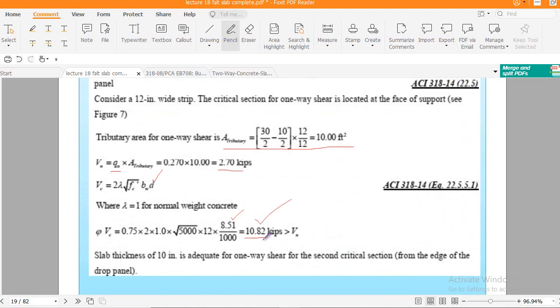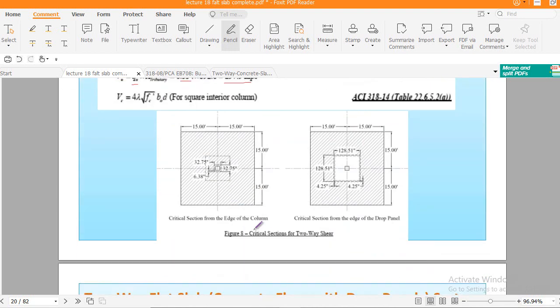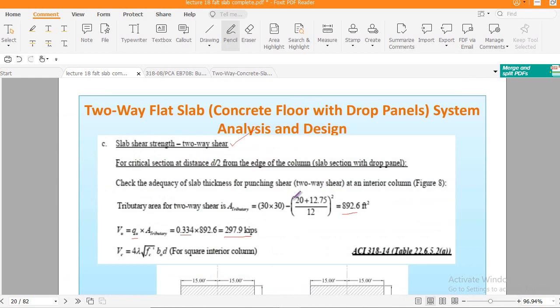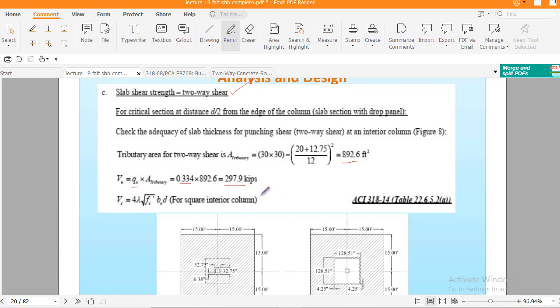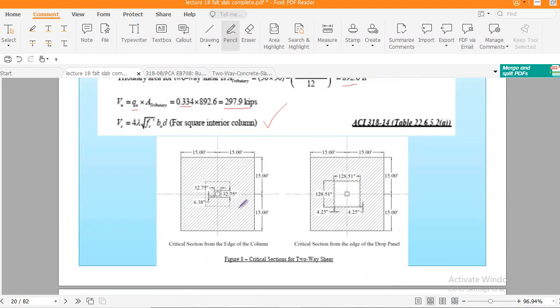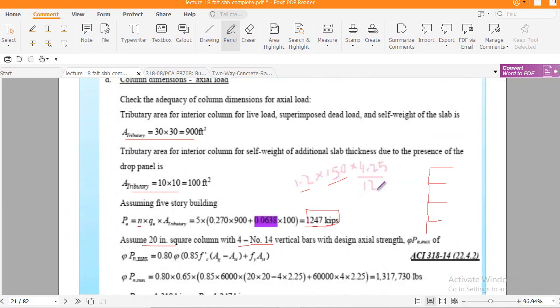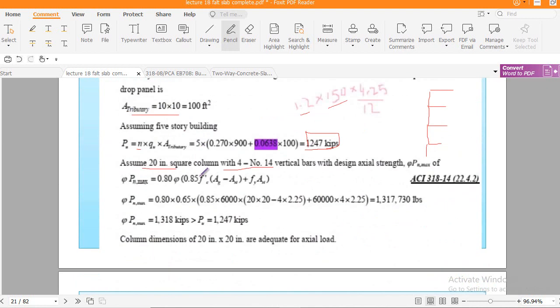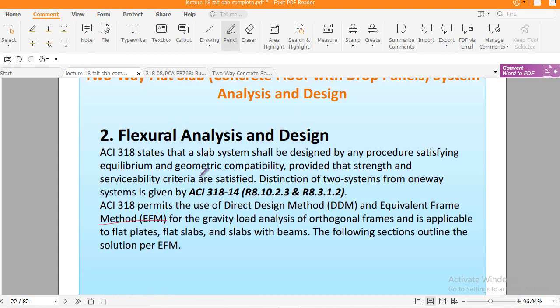You see here that our system basically passed in the beam shear. Sorry, this is in the case of the beam shear, but in punching shear, I left this check to you people, that you must check it both at the distance of D/2 and when the critical section lies outside the drop panel, right? Then we check the column dimensions, and the column dimensions are also fine.